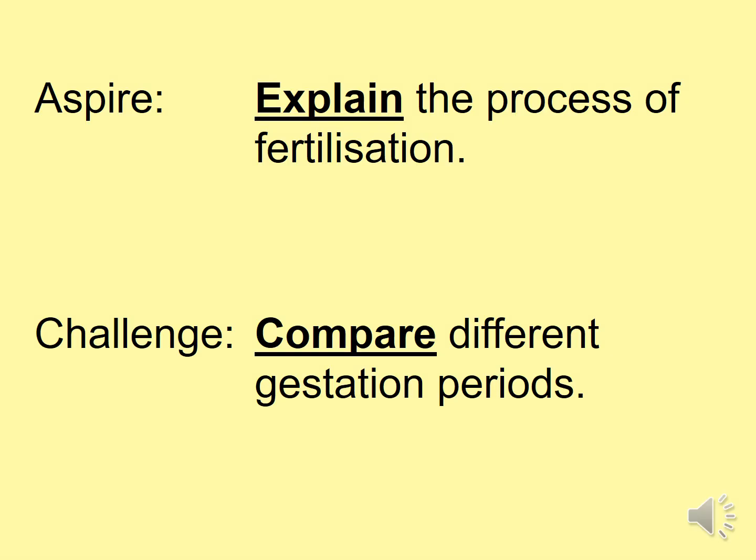So let's look at our learning outcomes in conclusion. First of all, for our challenge, we have compared different gestation periods, and we've drawn a graph of those and talked about the relationship between gestation and animal size. And then for the Aspire, we have explained the stages in the process of fertilization.